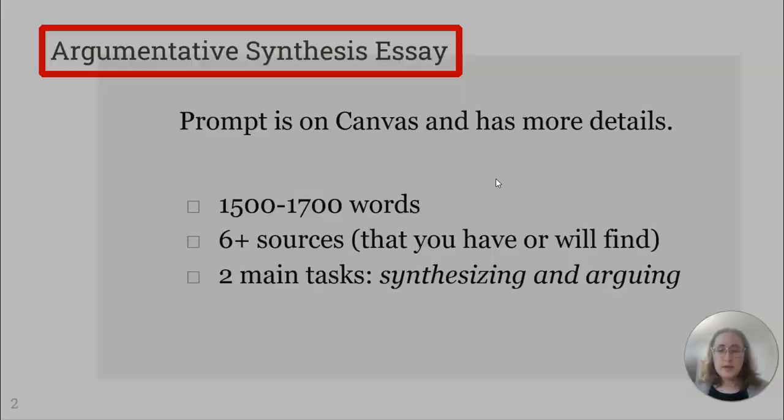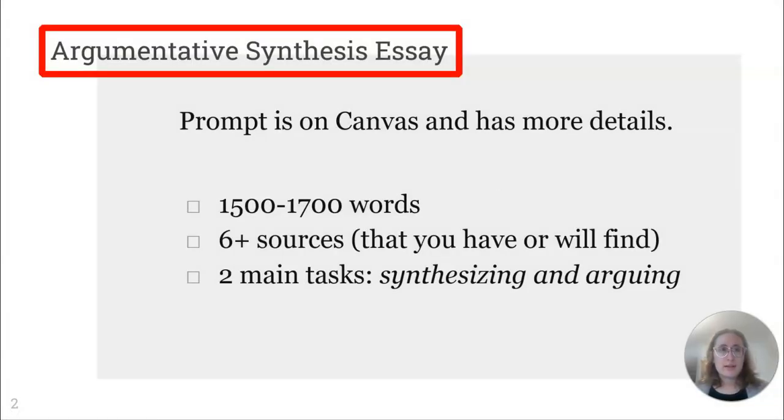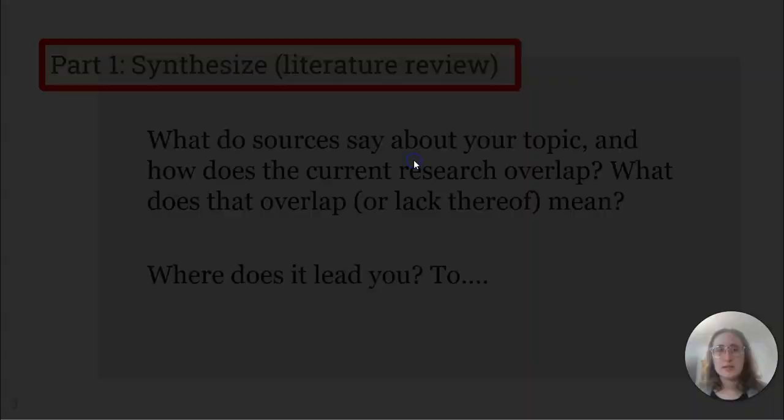So the paper we are writing is an argumentative synthesis paper. It's 1,500 to 1,700 words long. You need at least 6 sources in that paper, either ones that you've already found or ones that you're continuing to find. That's why the annotated bib required 6. So you might already have the sources you need. If you need any more, you're welcome to continue doing that research, but you might already have all the ones you need. But essentially, we're doing 2 main things. We're going to be synthesizing sources together and then forming an argument about that synthesis.